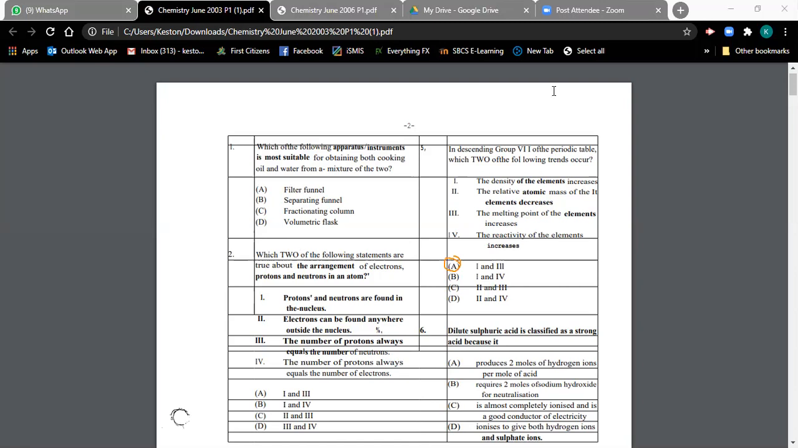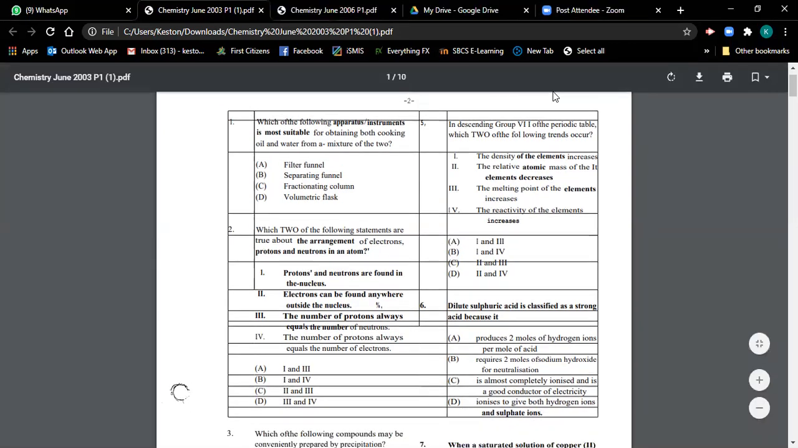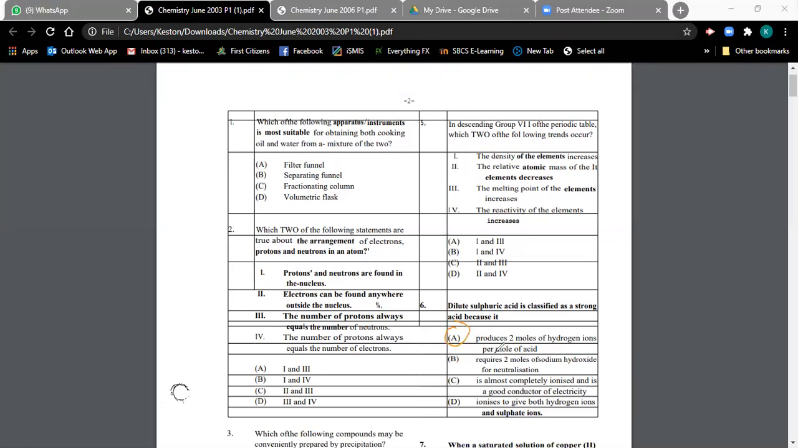6. Dilute sulfuric acid is classified as a strong acid because A, it produces 2 moles of hydrogen ions per 1 mole of acid. I showed you guys that a short while ago. When this dissociates, we're going to get 2 moles of this, right? 1 mole of this. For every 1 mole of acid, you get 2 moles of hydrogen ions. That's what makes it a strong acid.